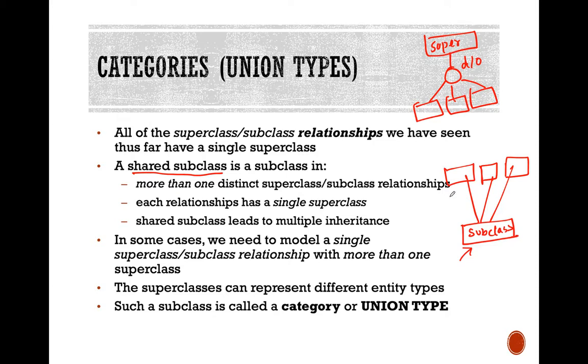Now it is going to create an inheritance, but this inheritance is known as multiple inheritance. There could be some scenarios where we have to model a single superclass subclass relationship with more than one superclass. This special modeling is known as a category or union type. So first let's see one example, then we will have a clear idea what that means.